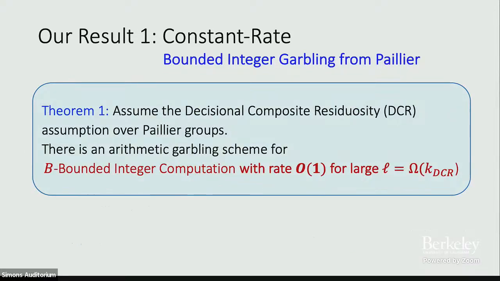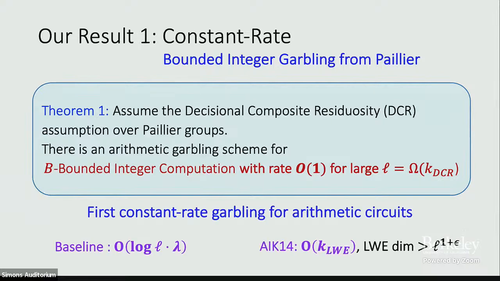All right, so now I can present the first result, which is for bounded integer garbling. Using the DCR assumption over the Paillier group, we can get a constant rate when the size of the integer elements is roughly the length of the Paillier, comparable to the length of the Paillier key. This is the first constant rate garbling for arithmetic circuits. If you compare with the baselines, it does improve pretty well, a constant factor versus a lambda factor.